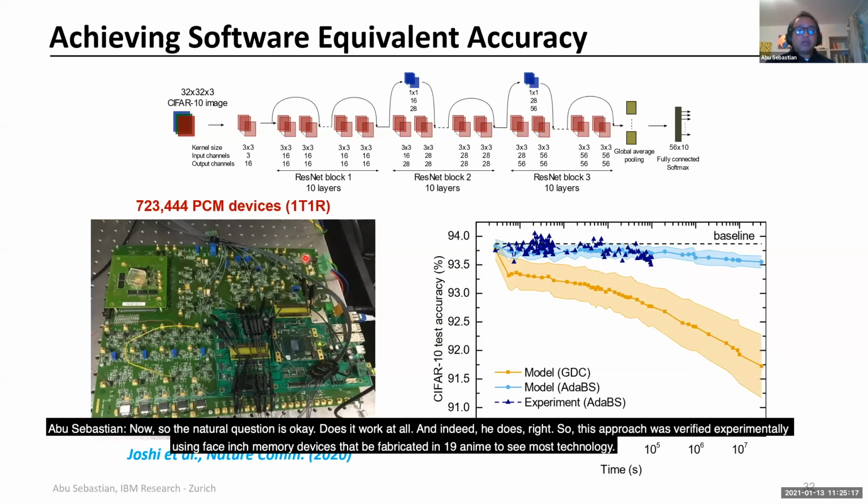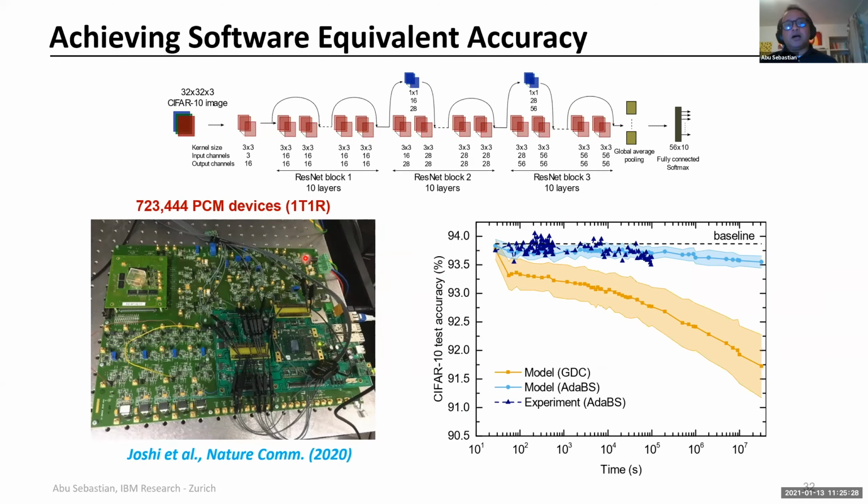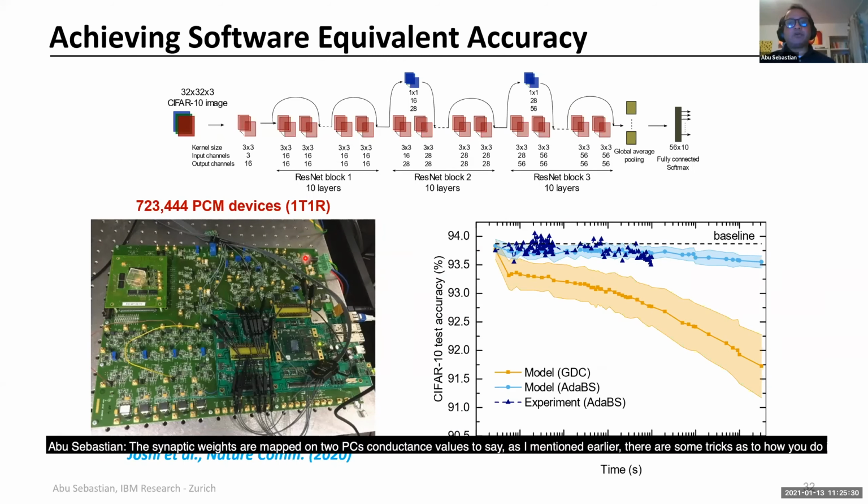Now, the natural question is, okay, does it work at all? And indeed it does, right? So this approach was verified experimentally using phase change memory devices that we fabricated in 90 nanometer CMOS technology. The synaptic weights are mapped onto PCM conductance values, as I mentioned earlier. There are some tricks as to how you do it, but it's not that complicated. And then you can look up more details in this paper that we published this year.